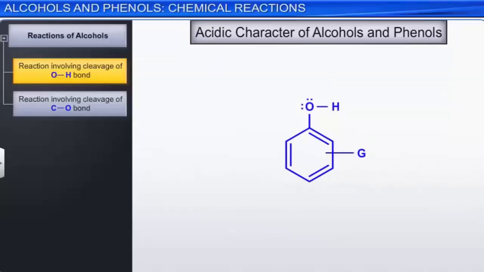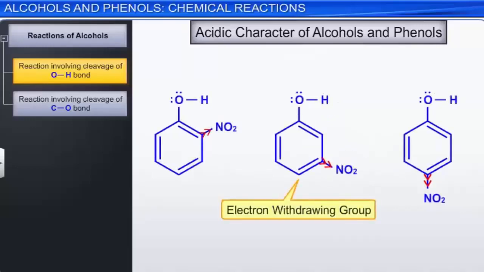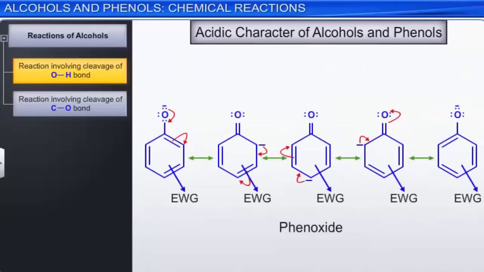The presence of electron withdrawing groups, such as the nitro group, make phenols more acidic. This is especially true when the electron withdrawing groups are in either the ortho or para positions. In these positions, nitro groups allow for resonance structures that stabilize the phenoxide ion by allowing more delocalization of negative charge.